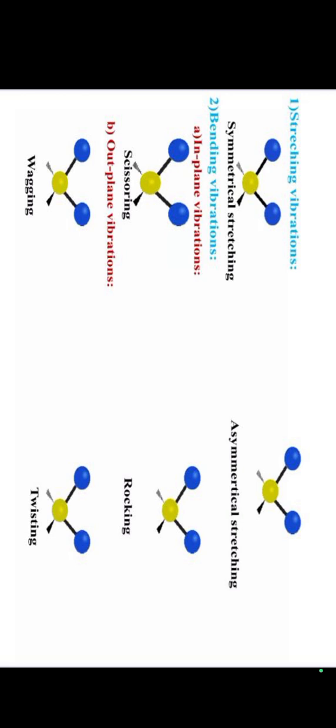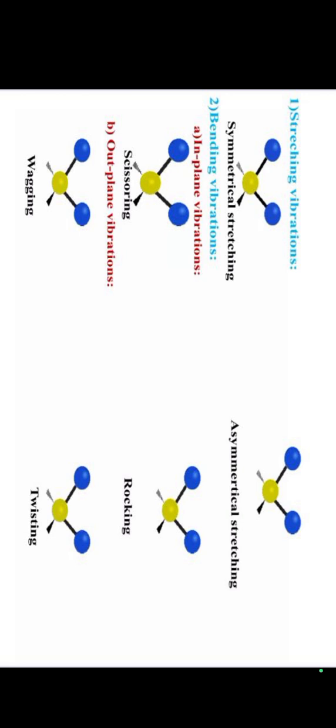Stretching vibration is divided into two types. Symmetrical stretching means the bond lengths of the two atoms increase or decrease symmetrically. This is called symmetrical stretching. The second type, asymmetrical stretching, means one bond length increases and the other bond length decreases. When one bond decreases, the other bond increases. This is called asymmetrical stretching.